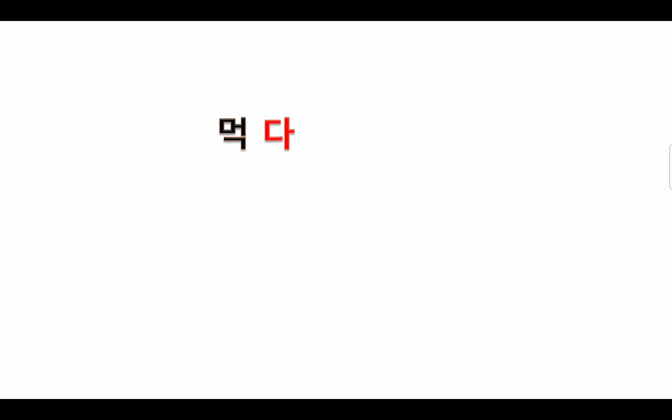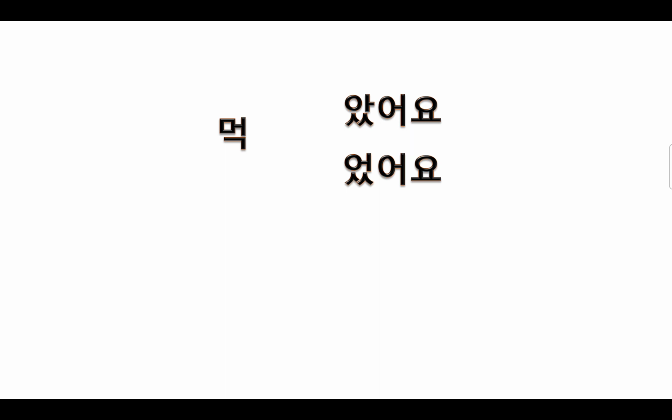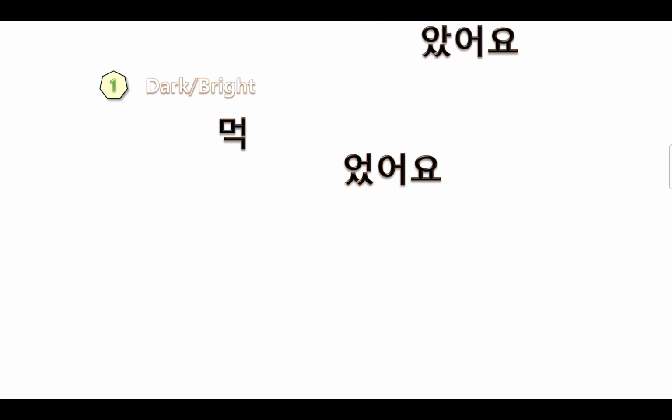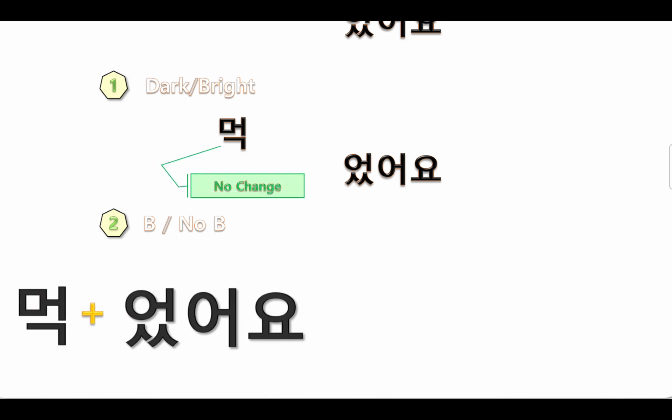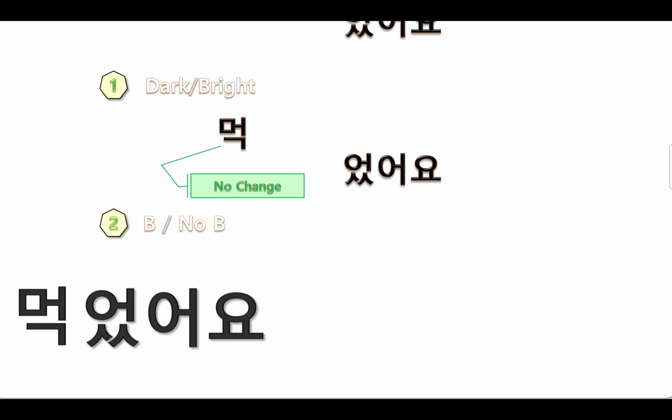Okay. Next one, 먹다, to eat. To make it eat, ate. Right? So 먹다, past tense. Omit 다, always omit 다. And then there are two past tenses, 았어요 and 었어요. We don't need to talk about 였어요 because 먹다 is not a 하다 verb. So here 먹 is a dark vowel. So first step, bright vowel, dark vowel. Because 먹 is a dark vowel, we are going to choose 었어요. Number two, 받침, no 받침. When it has 받침, 먹 has 받침, no change. Okay, so 먹 plus 었어요, 먹었어요.